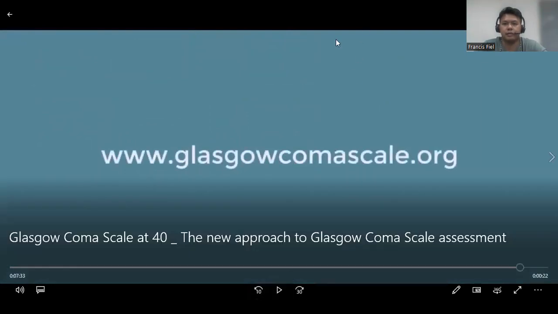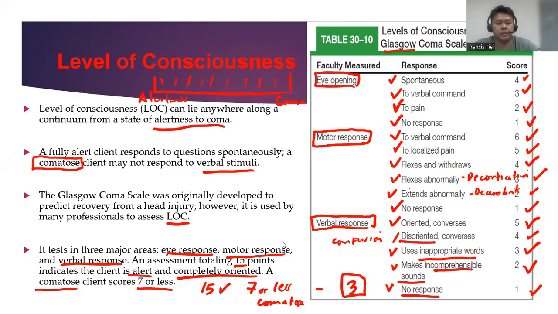All right. So that's how to assess your Glasgow Coma Scale. All right, let's proceed to our PowerPoint.